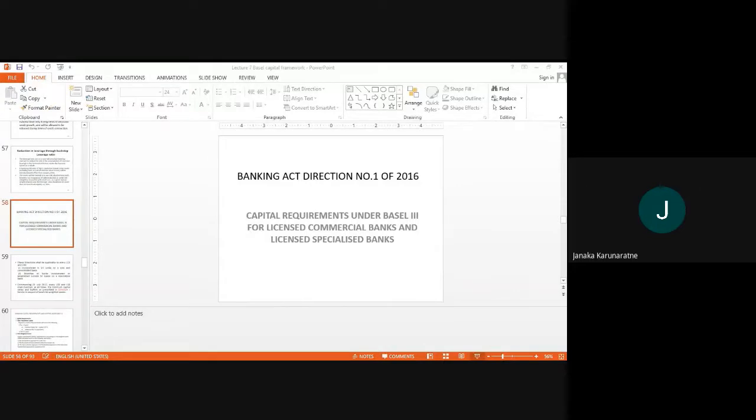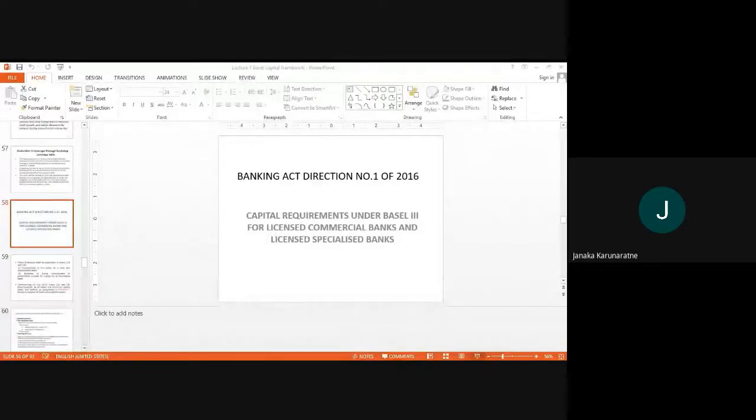So basically, Basel did not change the total requirement. While keeping the total requirement fixed at 8%, it enhanced tier 1 to 6% from the original 4%. And within that 6%, they brought in another requirement, the common equity tier 1 capital of 4.5%. That was the key improvement suggested in Basel 3. So common equity tier 1 capital of 4.5%, tier 1 capital of 6%, total capital of 8%.